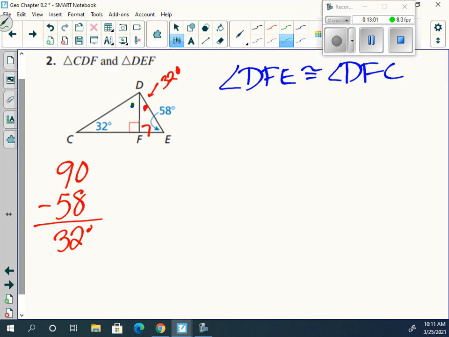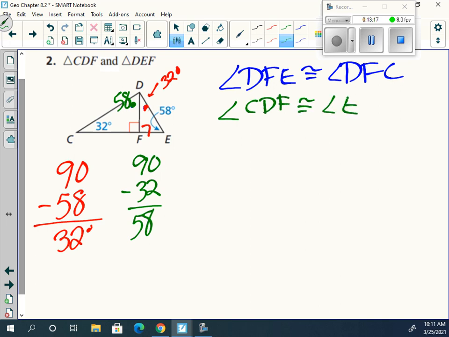Now, if we wanted to find FDC, we can do the same thing but subtract 32 degrees, and we would get 58. So we can say angle CDF is congruent to angle E, or we could have said that angle EDF is congruent to angle C. We just needed one of those two, because if we have one of those two, we have enough to say that 2 angles are congruent and the figures are similar, yes?